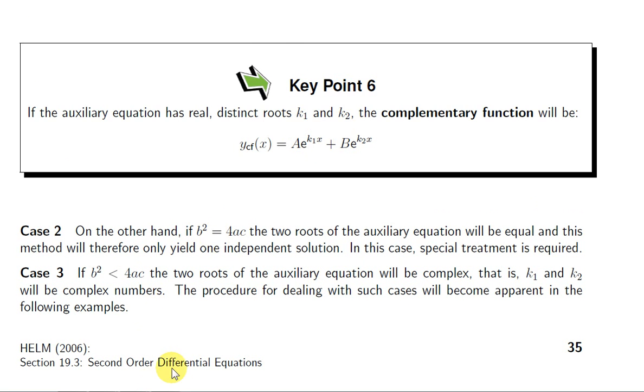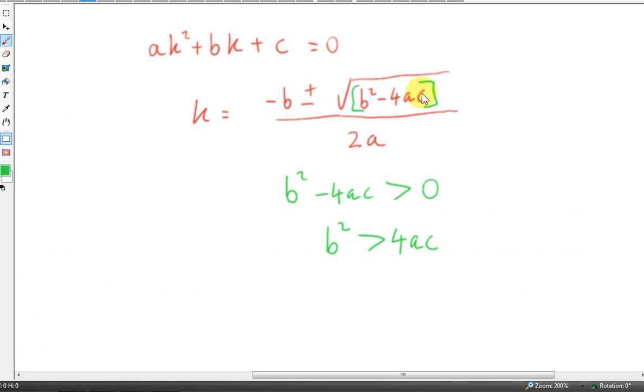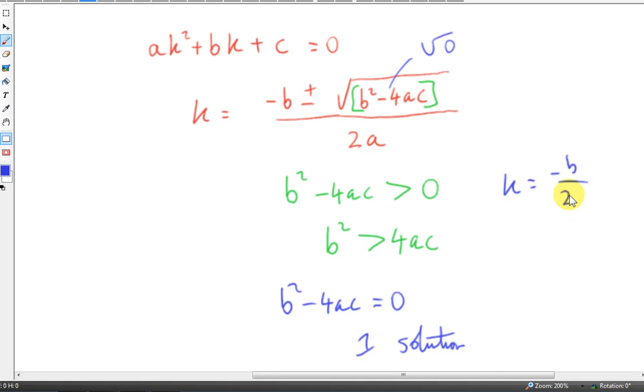Now what if b squared equals 4ac? So let's see that here. If b squared equals 4ac, well, that's the same thing as saying that b squared minus 4ac equals naught. So here we'll have the square root of naught. So we'll have plus or minus 0. Well, that's just 0. So we just have one solution. We just have one value for k. It'll be minus b plus or minus 0 over 2a. So whether we take plus 0 or minus 0, we just get one solution. The solution will actually be given by minus b over 2a. Then k will actually equal minus b over 2a.